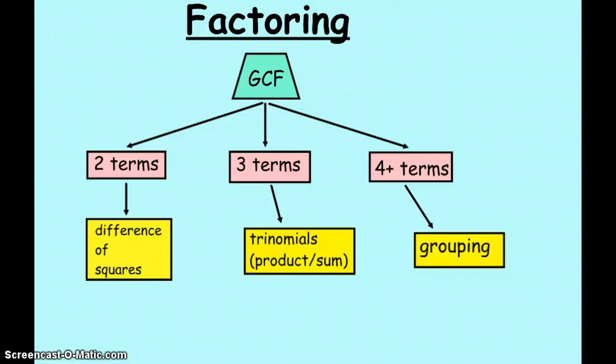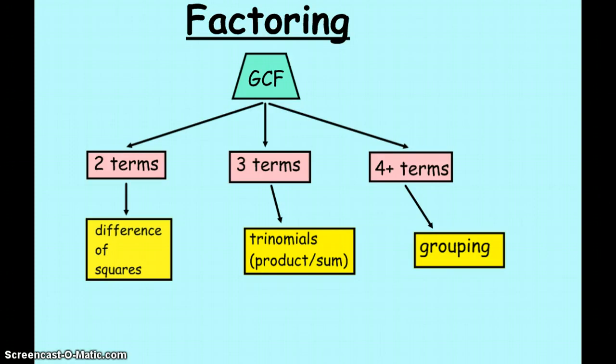Hello, I'd like to take this time today to talk to you about factoring. Now, whenever we begin any factoring of a polynomial, we start off by looking for a GCF. If we do have a GCF, greatest common factor, common between all of the terms of the polynomial, we would factor that out, write it out front. And then we look at what's left over. How many terms do we have left over?